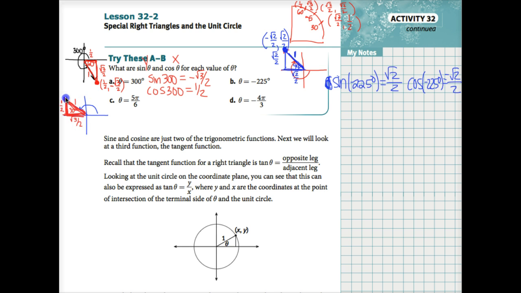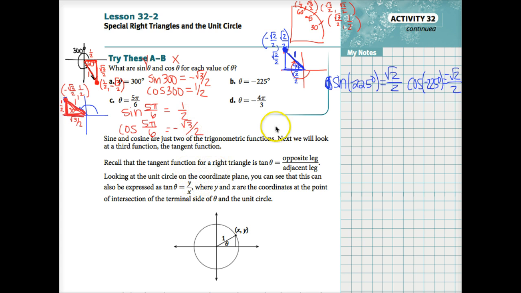The ordered pair, which would be up here, I went left, so that's negative, so negative radical 3 over 2. And then up 1/2, that's positive. So sine of 5 pi over 6 is the y coordinate, which is 1/2. And the cosine of 5 pi over 6 is the x coordinate, and that's negative radical 3 over 2.